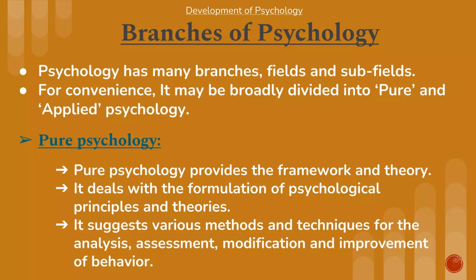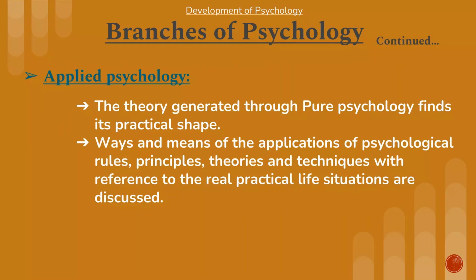So what are the branches of psychology? Psychology can be divided into pure and applied psychology. Pure psychology provides the framework, what you know as theory, formulations and principles. So pure psychology defines all the academic terms, and applied psychology is the theory generated through pure psychology finding its practical shape.